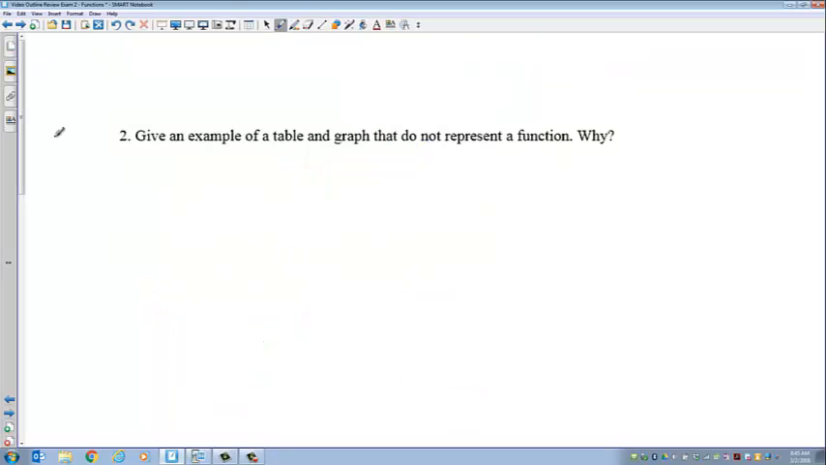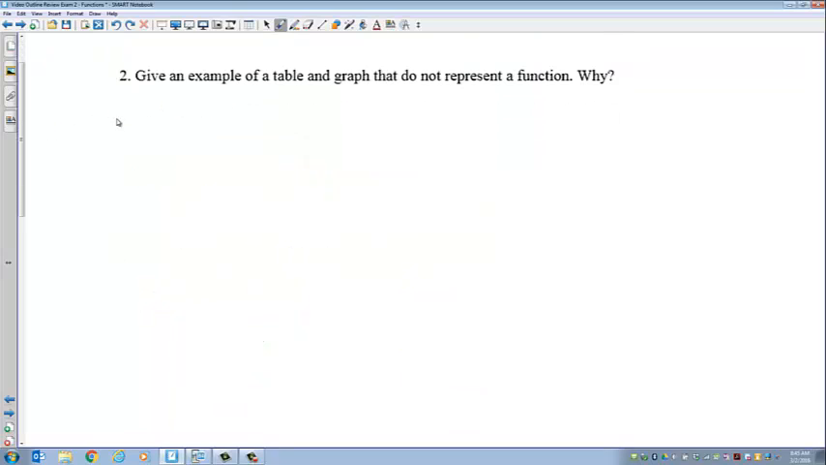Okay, let's look at the next problem. So the next problem, we're going to start talking about functions now, and what is a function and what is not a function. And here it says, give an example of a table and a graph that do not represent a function, and try to explain a little bit why. So let's do the table first.